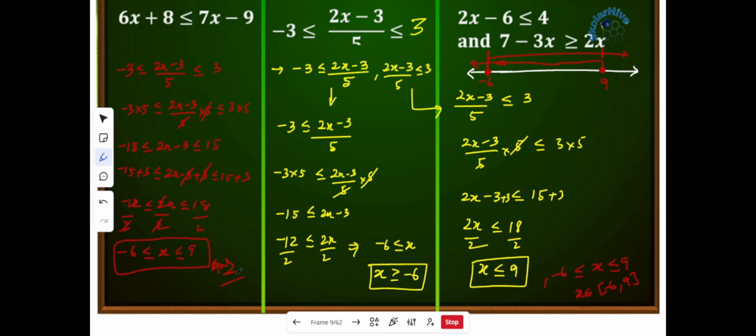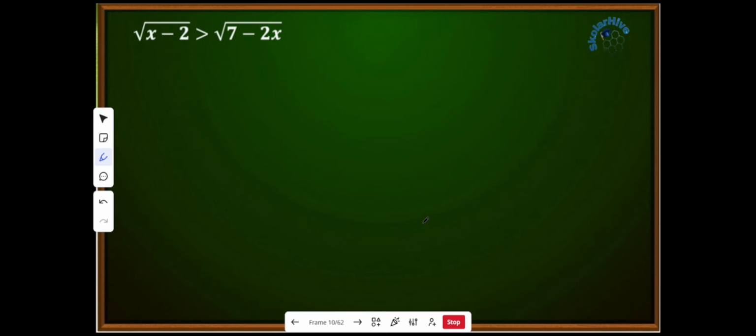Now I hope it is clear how we can solve this kind of inequality. So let's see this example: 2x minus 6 less than or equal to 4 and 7 minus 3x is greater than or equal to 2x. I'm leaving this for you people to practice, and then comment down the answer in the comment box.